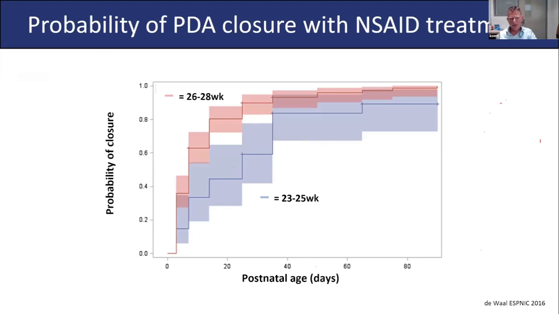This is again about 150 babies, and we looked at the probability of PDA closure with NSAID treatment. And we found that in the younger gestational age group, the blue bars, between 23 and 25 weeks, the probability of closure was much lower, even when you adjusted for postnatal age, compared to the group of 26 to 28 weeks.